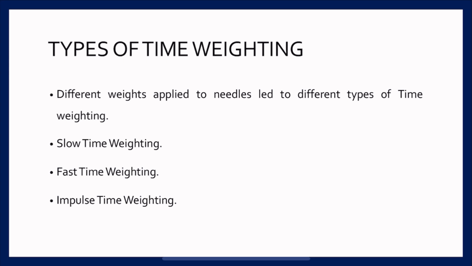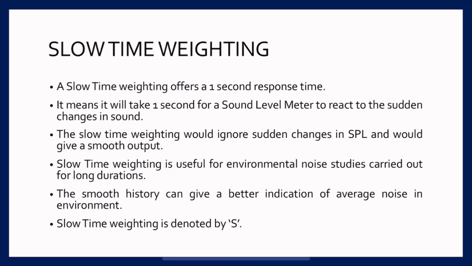So there are different types of time weighting based on the different weights applied to the needles. There is slow time weighting, fast time weighting, and impulse time weighting. We'll go through each of these types in greater detail.